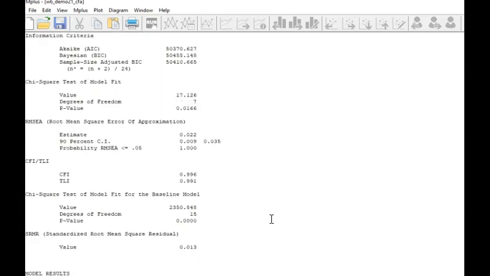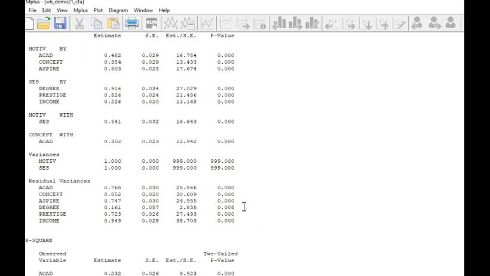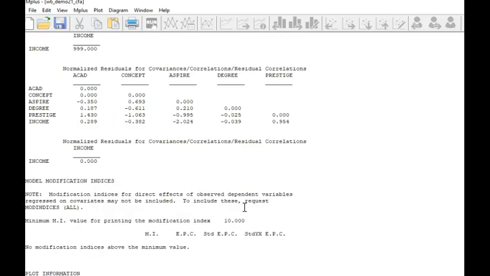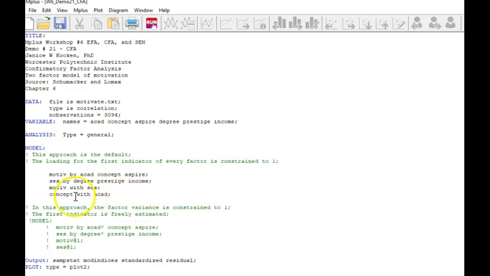This is all the same. It did improve our model fit for the RMSEA, the CFI, and the TLI, so that's good. And once we go down here, we'll see the modification indices, and it says that the minimum for printing is 10, and so no modification indices are above the minimum value. So at that point, we have improved the model fit a lot, which is terrific. Okay, let's think about one other thing we could do.